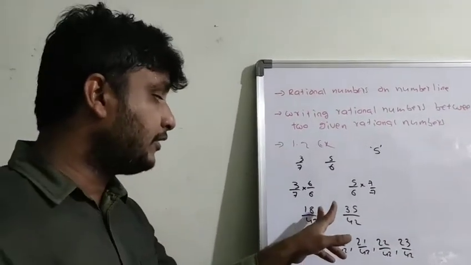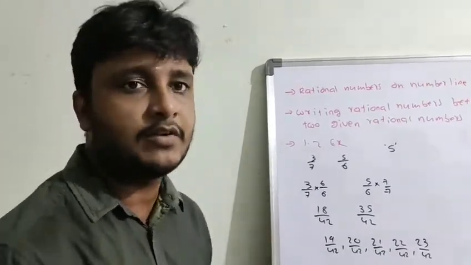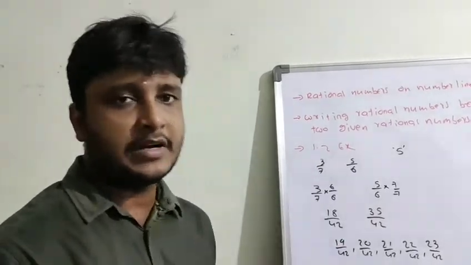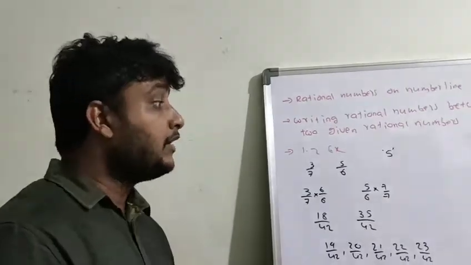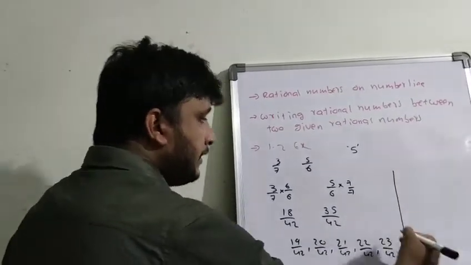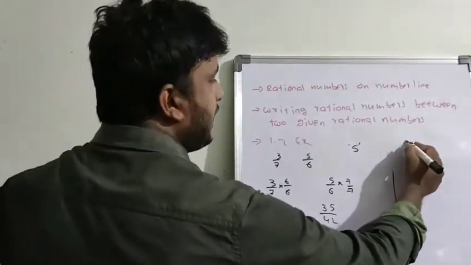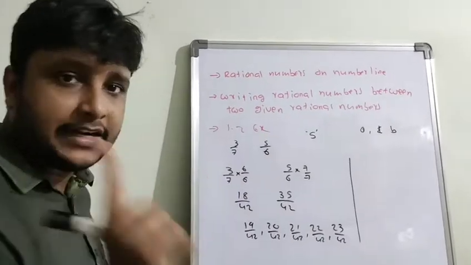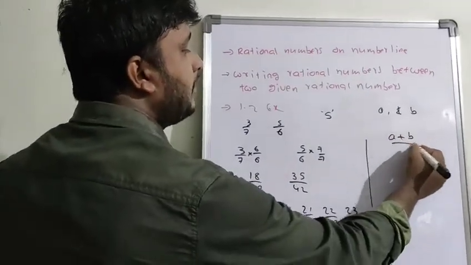Sometimes if between these two numbers you do not have that many numbers available, you can multiply with 10, or you can multiply with 100, both numerator and denominator, so that you will get the number of rational numbers according to your requirement. But in 8th class there is one formula. For example, A and B are any two rational numbers. To write one rational number between the two rational numbers, we have a formula, (A plus B) by 2.